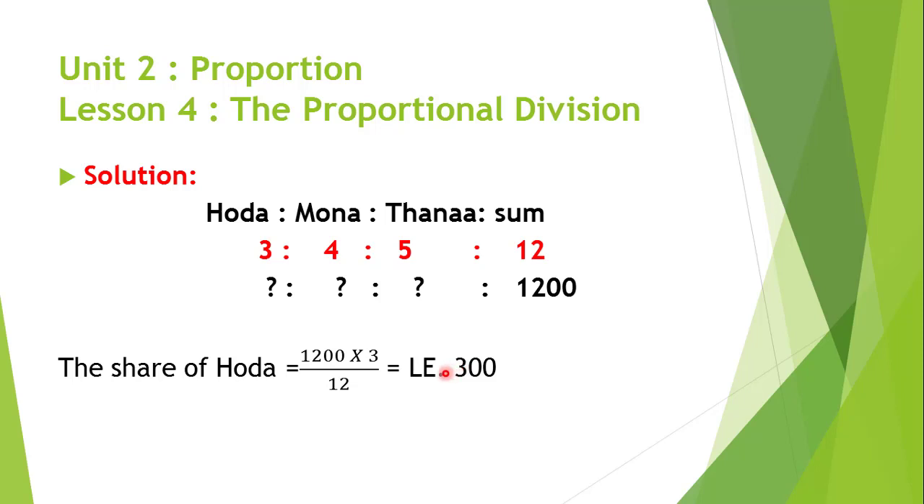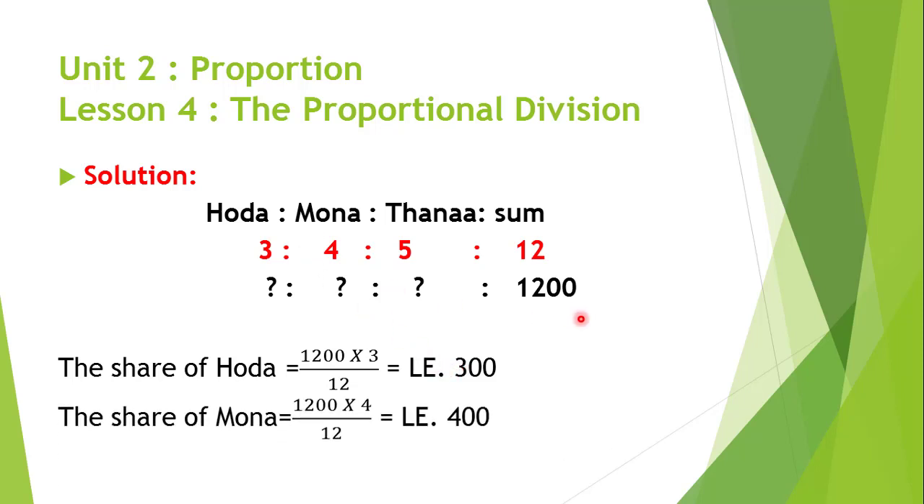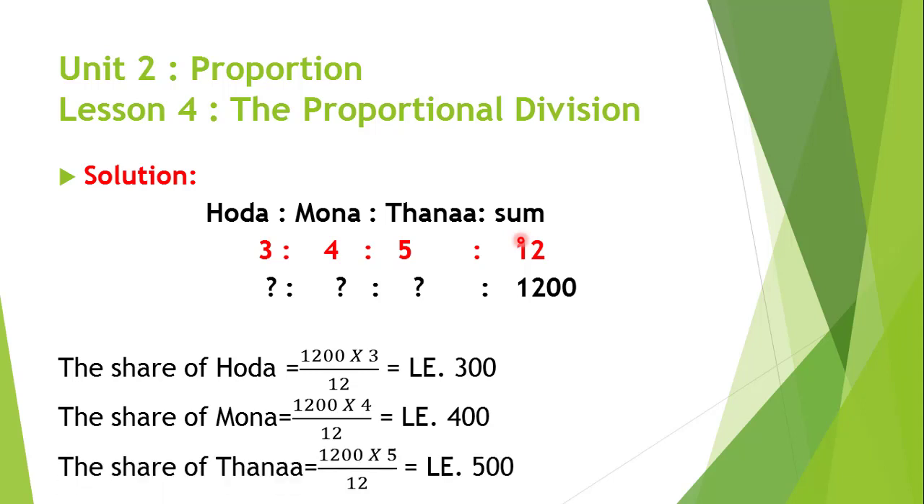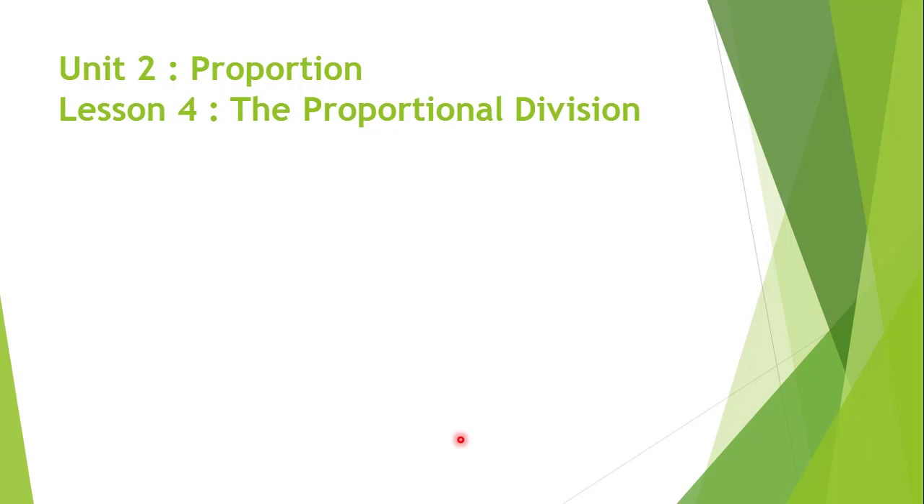It will be 300 pounds. The share of Mona, by the same way, 1,200 times 4 over 12. The result will be 400. What about the share of Sana? By the same way also, 1,200 times 5 over 12. The result will be 500 pounds for Sana. Okay, this is the first example. Let's move to another example.